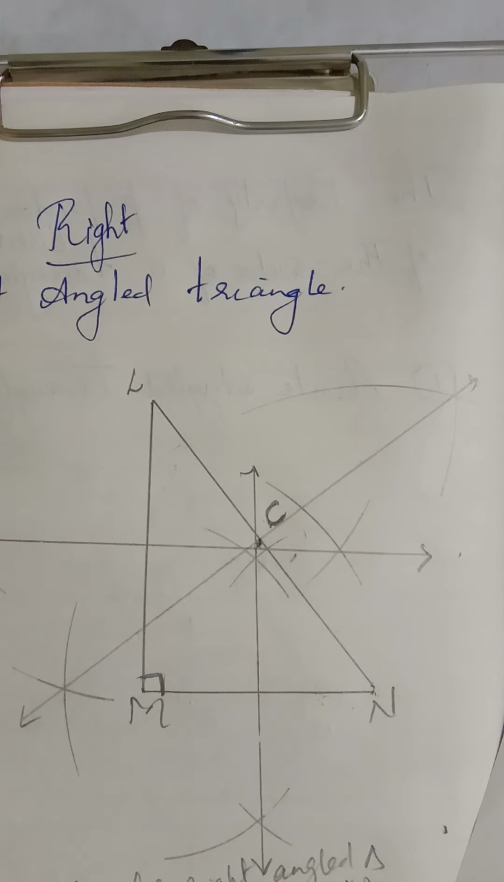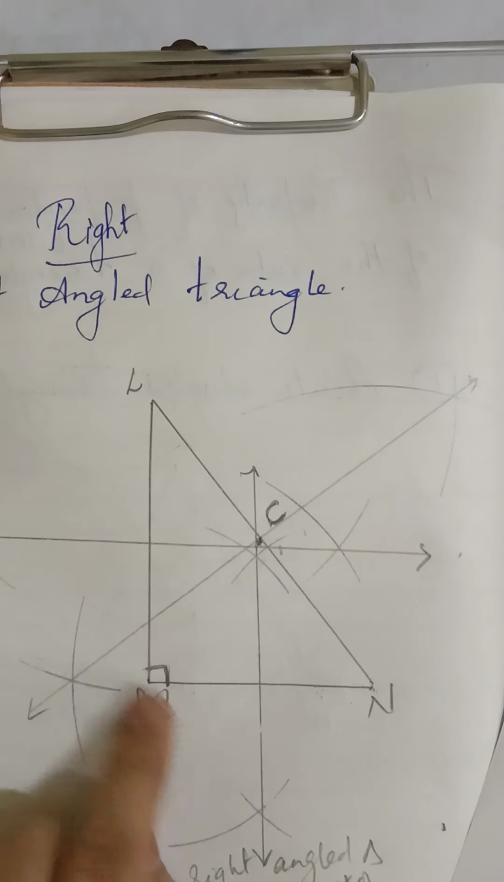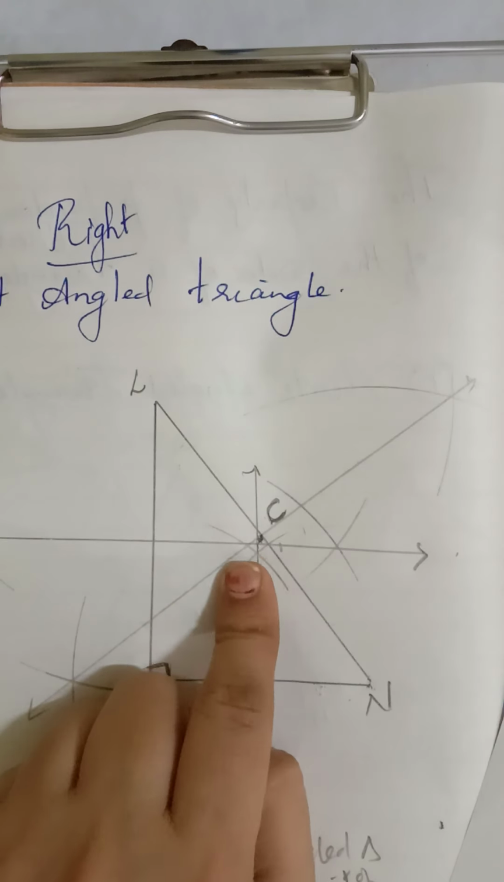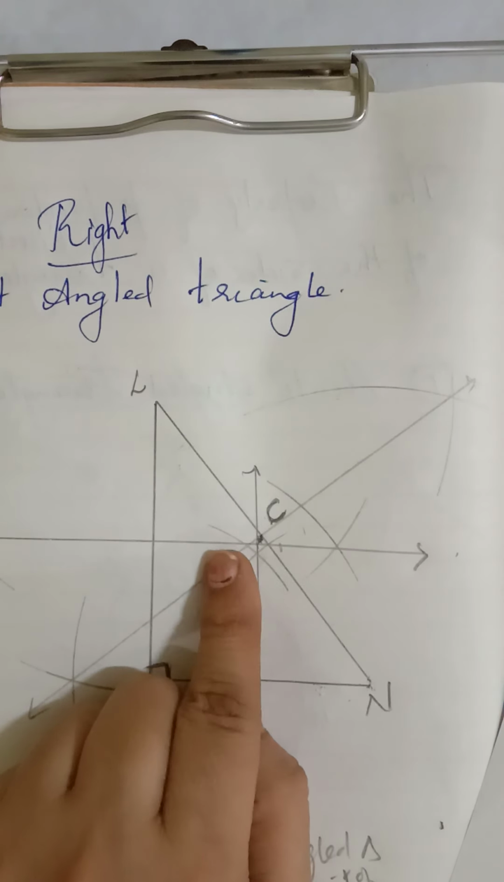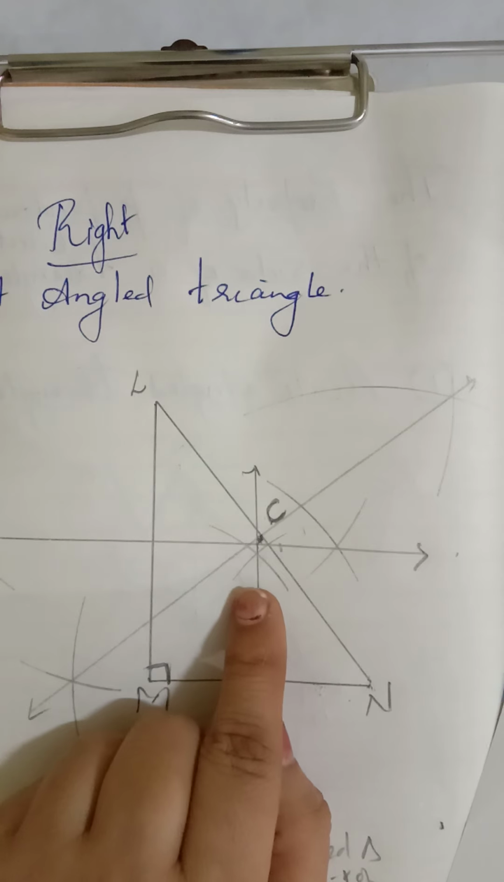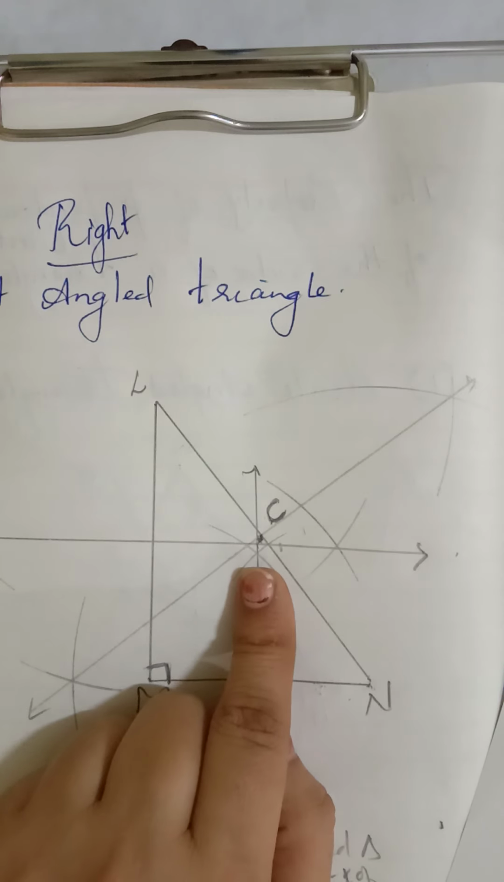So children, you can see just now I have drawn this right angle triangle and the perpendicular bisectors. Where is the point lying? Here, it is lying at the midpoint of the hypotenuse.